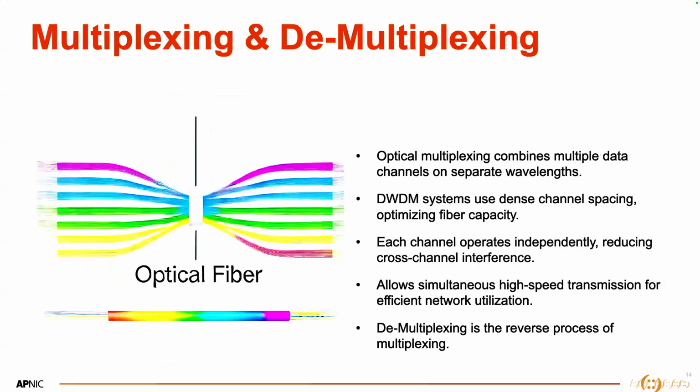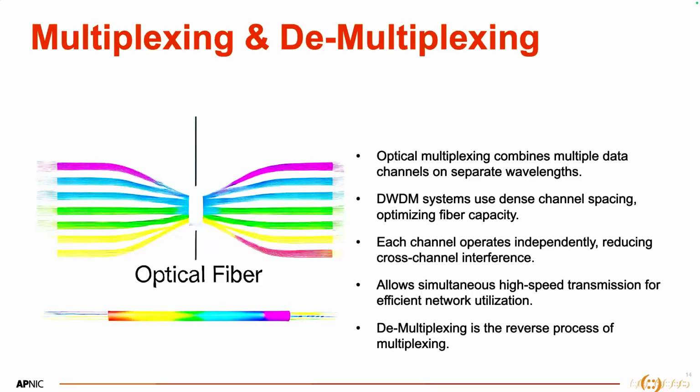Okay. Next, we discuss in short, in our introduction, multiplexing and demultiplexing. As we know, optical fiber resources are very limited, and to make efficient use of optical fibers, we need to make sure that we are sending as much data as possible within the same single fiber. To do that, we need to make sure that we are doing multiplexing and demultiplexing.